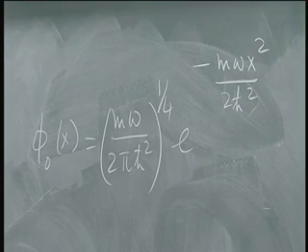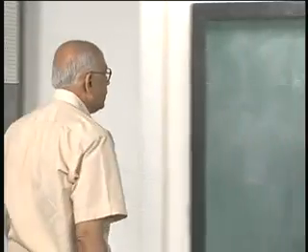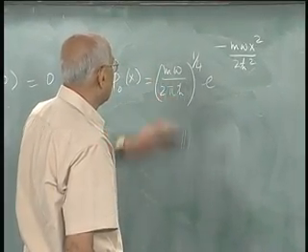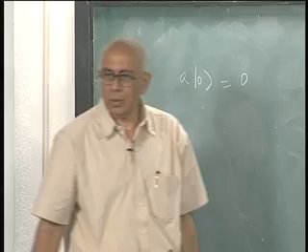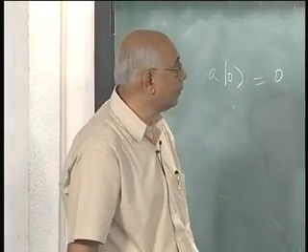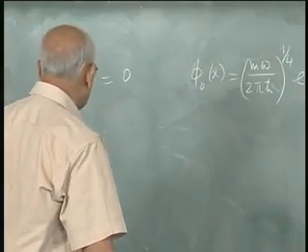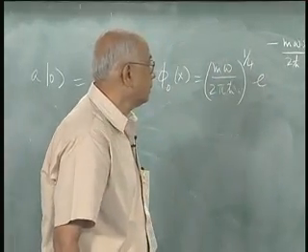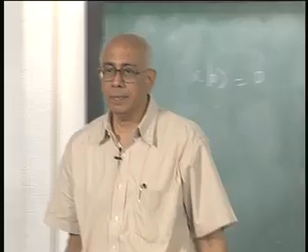How do I find the first excited state? Cheaply, without solving a differential equation. It's also m omega by h cross in the exponential. Is it h cross squared or h cross? I didn't keep track. If you say so, we can check that. Yeah, it's h cross. Okay.